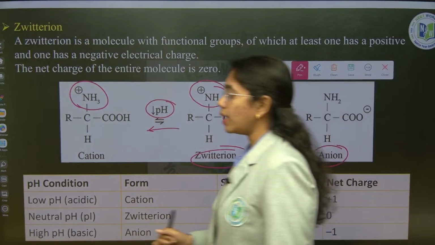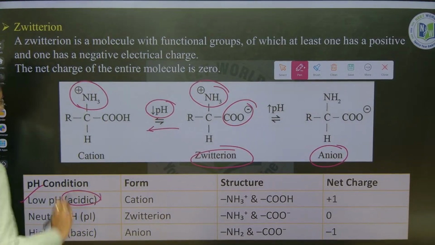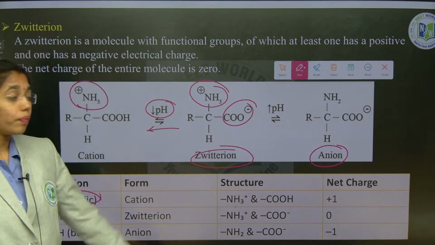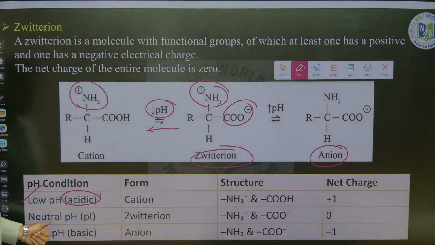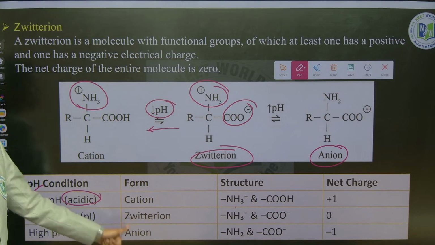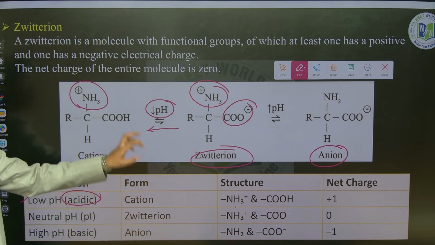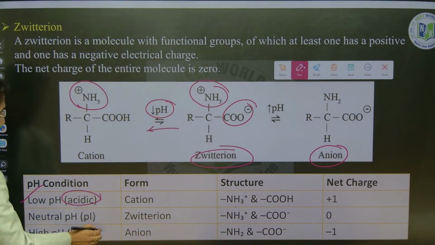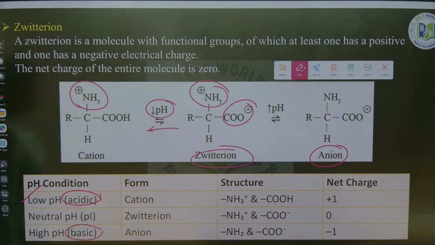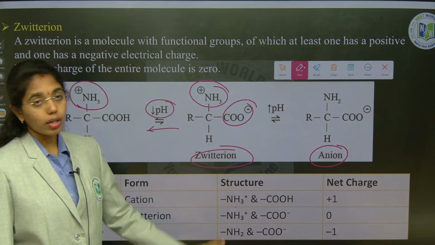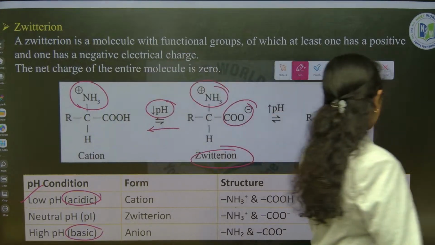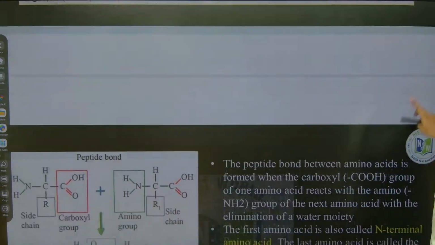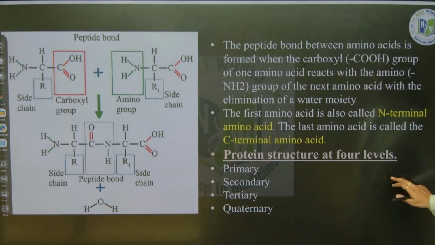Here you see this table clearly. At low pH, that is acidic pH, it has only cation. The structure has an amino group and carboxyl group, where the net charge is +1. At neutral pH, the zwitterionic form exists, where it has both amino group and carboxyl group, and the net charge is 0. Followed by high pH, that is basic pH, it has only anion. Cation is not present over here, and the net charge will be -1. Till here everything is clear, right?